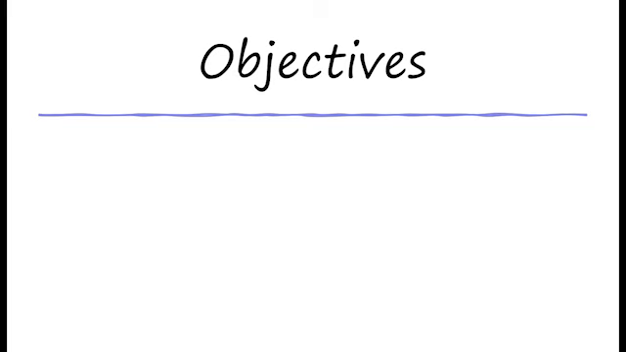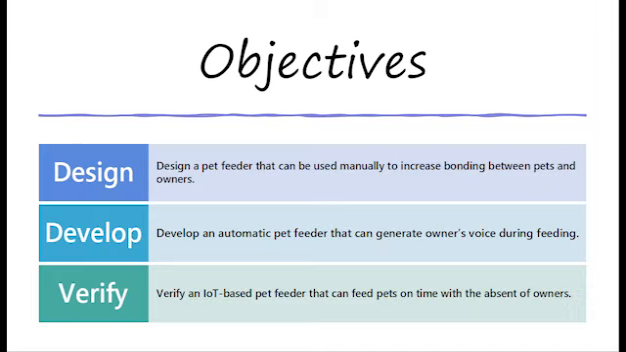There are three objectives for our IDP. First is to design a pet feeder that can be used manually to increase bonding between pets and owners. Second, we will develop an automatic pet feeder that can generate the owner's voice during feeding. Third, we will verify an IoT-based pet feeder that can feed pets on time in the absence of owners.